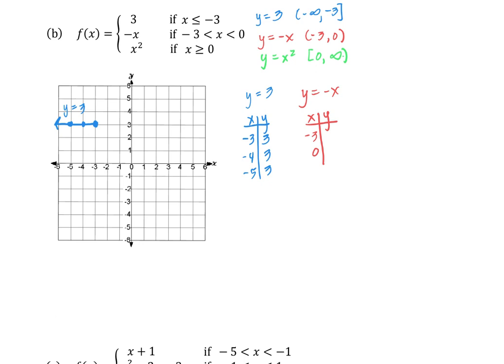If I put in -3, y is going to be equal to -(-3), or +3. If I put in 0 for x, I get 0 for y. It's going to pass through the point (-3, 3), and this should be open. But really, with this graph, it doesn't matter because we've already got a solid dot there. So we already have a point graphed at that point. But I'm doing the open circle to remind you that with this second piece, that point really doesn't exist. And then at the point (0, 0), it's going to be an open circle as well.